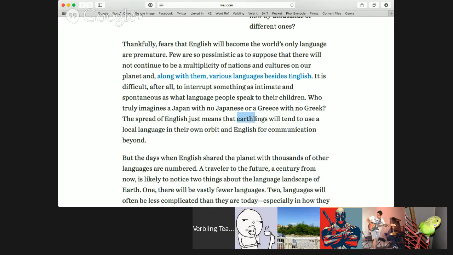Great reading. This word here is earthlings. Earthlings, and what is the meaning, please? Does anyone know what earthlings means?